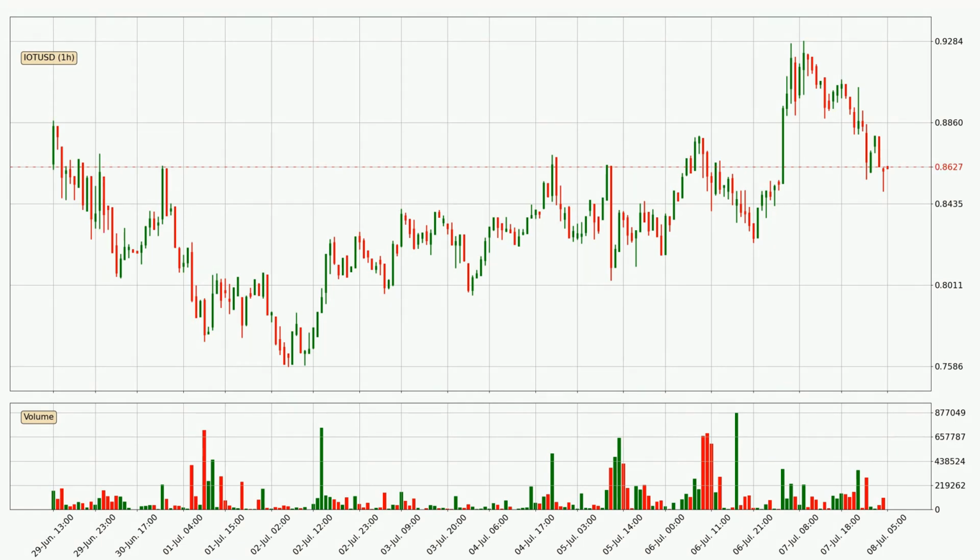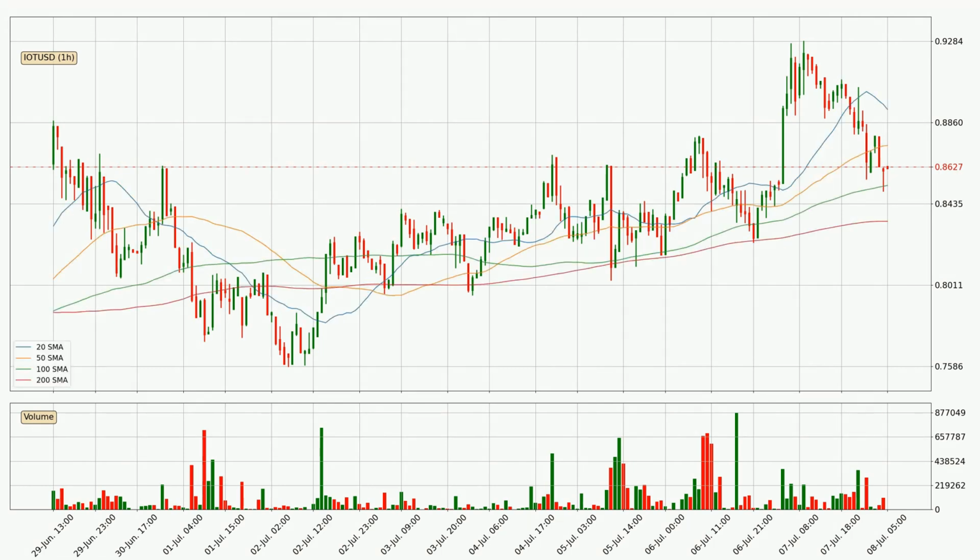Looking at the hourly time frame for IOTA, the price rapidly went down around 4.2% in the last 24 hours, with a current price of 86.3 cents. On the other hand, this move wasn't very strong because the volume wasn't very high.